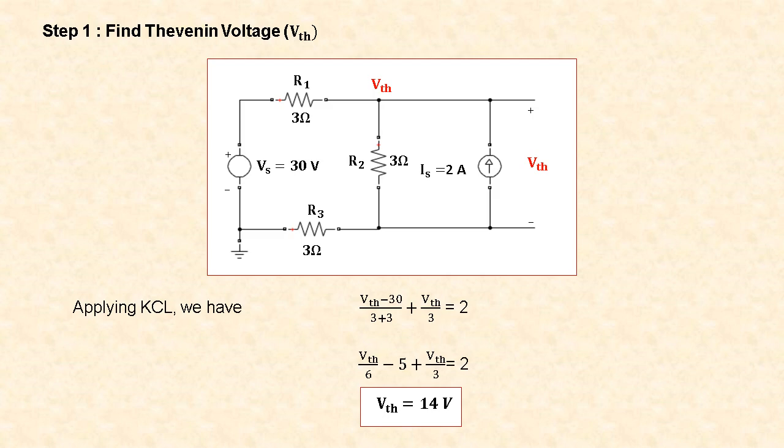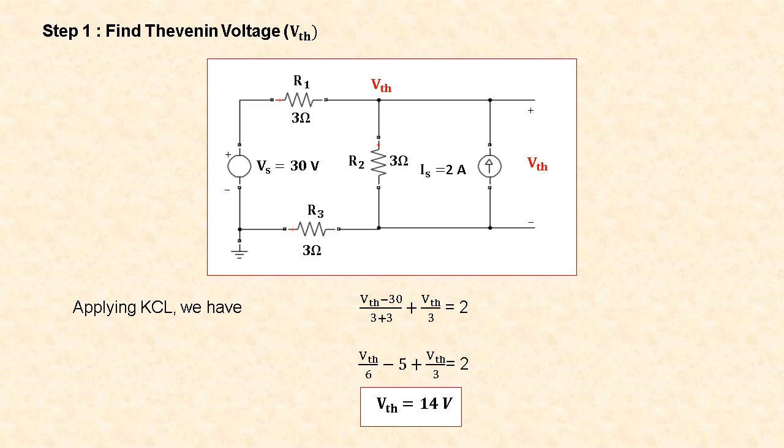First step in Thevenin's theorem is to find the Thevenin's voltage. For that we have to open circuit the load terminal and find the voltage across it. For that, let us apply KCL, Kirchhoff's current law, which states that the algebraic sum of currents at any junction or node is equal to 0, or the algebraic sum of currents entering the junction is equal to the algebraic sum of currents leaving the junction.